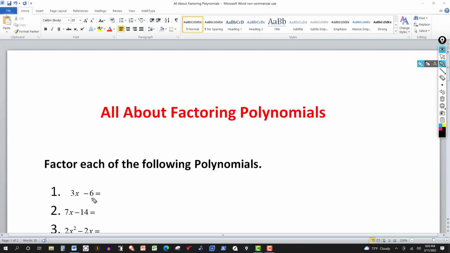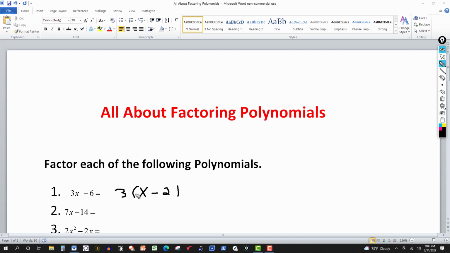Is there a term? It could be just a number, or it could be a term like 2x or 5x that's common to both terms. You factor it out. So in the first one, we have 3x minus 6. You can see 3 divides both of the numbers, or both terms. So we take out the 3. And what's left? Well, the 3x has a coefficient of 3, so we took it out. And then 3 goes into minus 6 2 times.